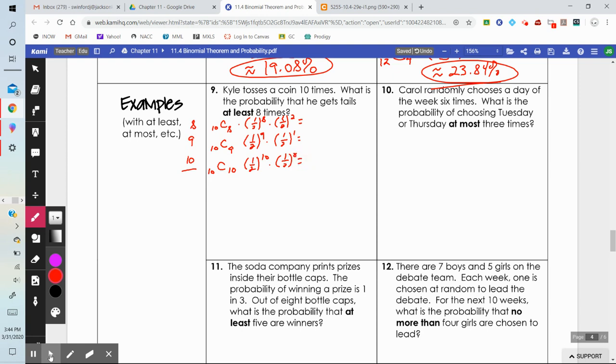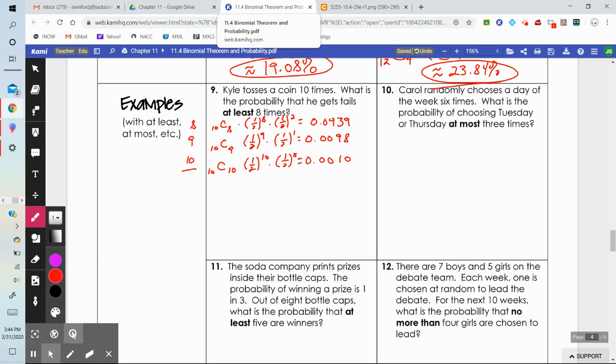And then we calculate those percentages, and I'm going to just write these down. And here's what I got. The combinations of 10 choose 8 times 1/2 to the 8th power times 1/2 to the 2nd power gives me 0.0439. I've not changed it to percent, so that's about a 4% chance of that happening, 4.39.